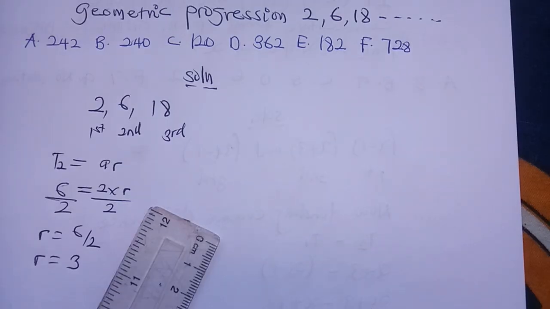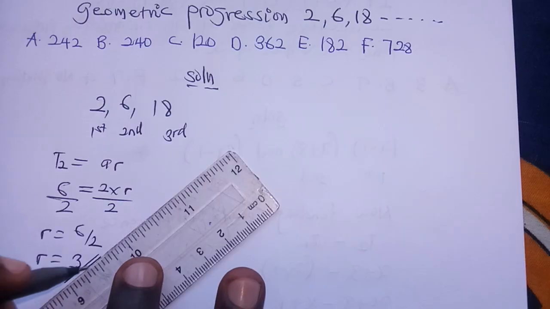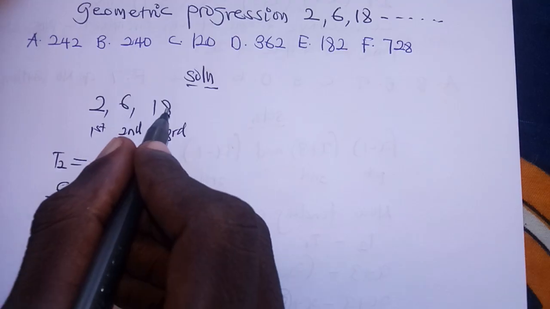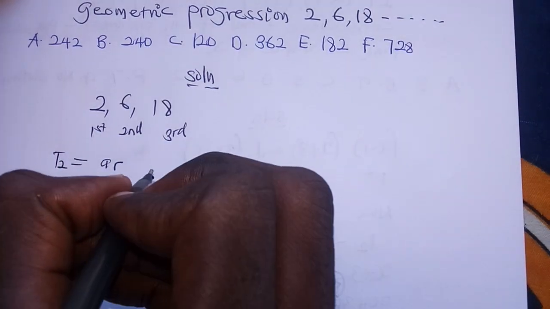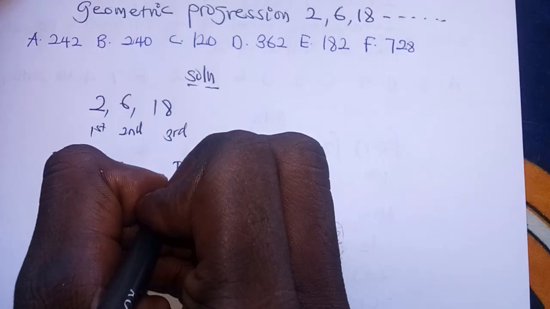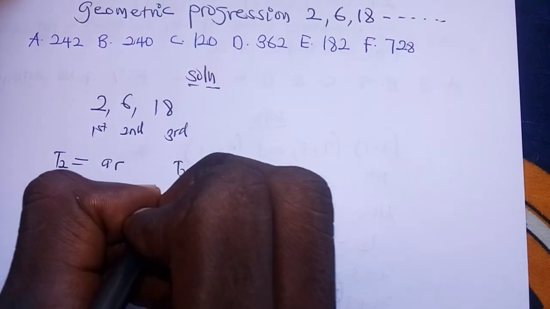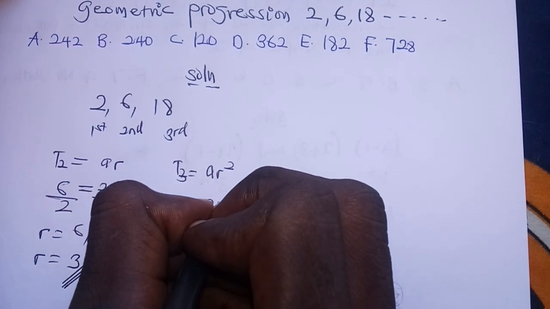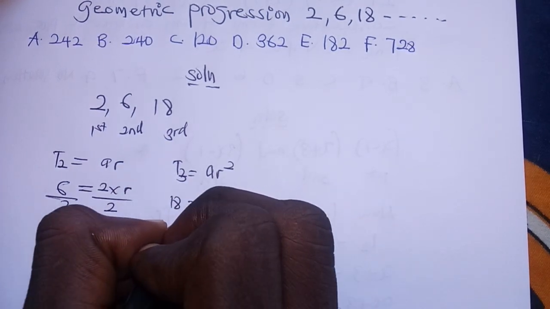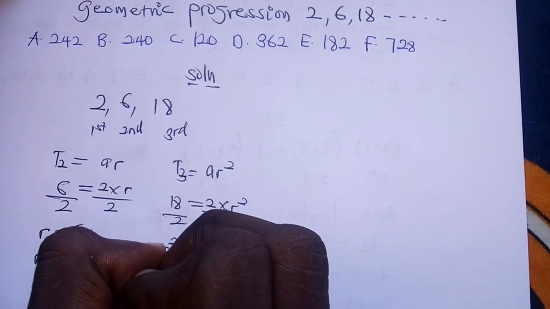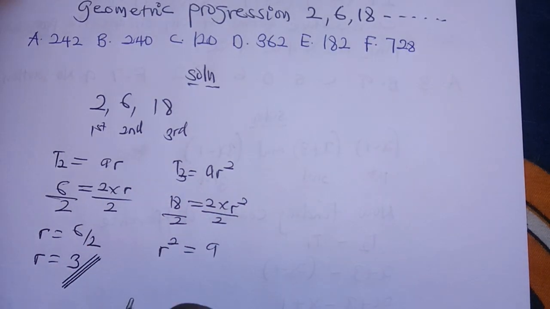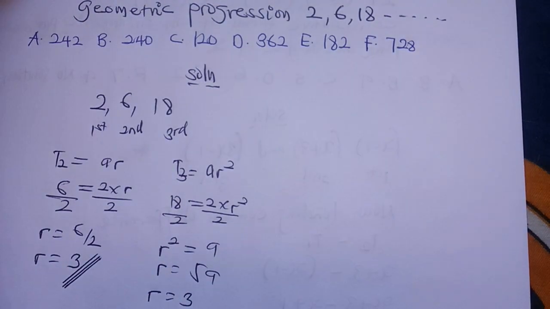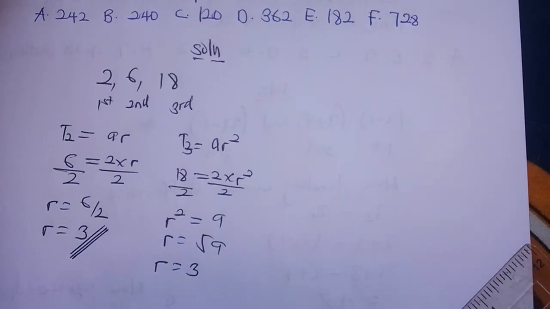It means the common ratio, we call it not common difference, this is the common ratio because we are dealing with GP. Similarly, you can still use the third term to get your common ratio. The third term becomes ar square. We know the third term is 18, and a is 2, so 18 equals 2 multiplied by r square. We divide by 2, then the value of r square becomes 9. Then r becomes square root of 9, so the value of r is 3. So you're going to have the same answer also. It depends on which one you prefer.